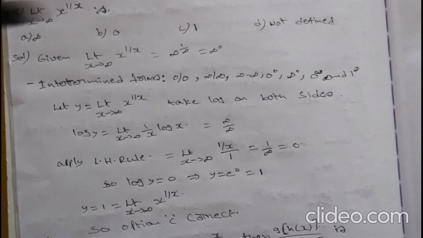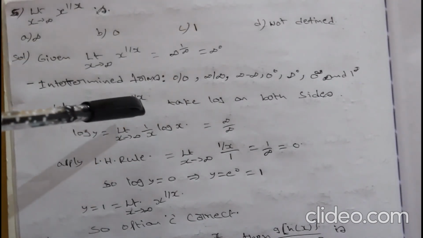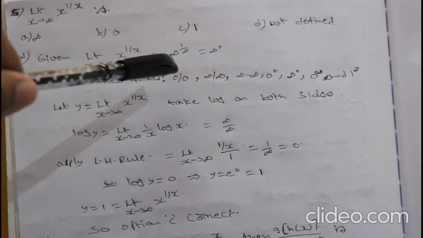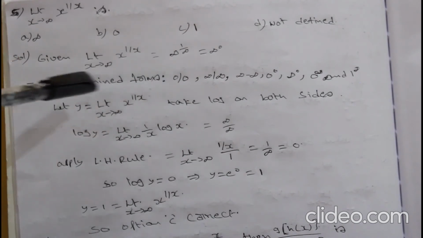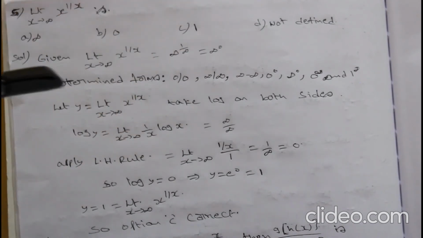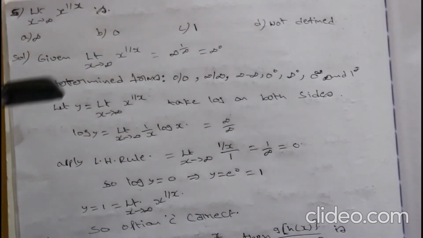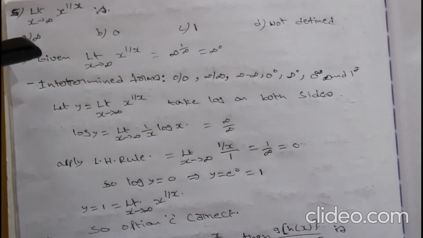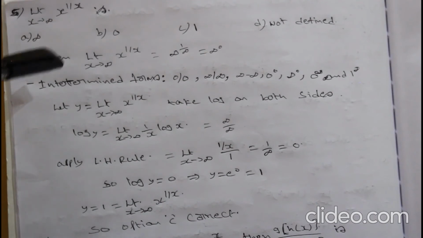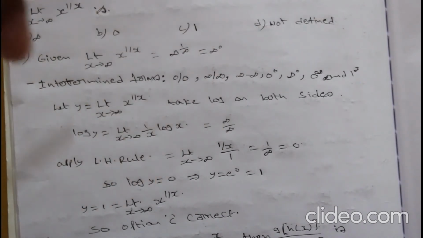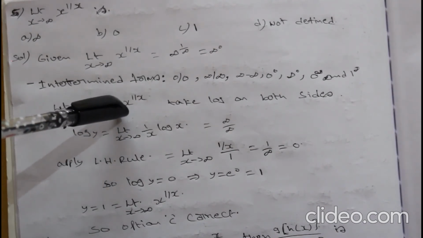Don't select not defined after applying the limit, because it is an indeterminate form. Not defined is different, indeterminate form is different. If you are not able to simplify this, and in the given options indeterminate form is given, then you may take that, but if only not defined is given, don't take that. Try to simplify. As I said earlier, let us take y is equal to limit x tends to infinity x power 1 by x.